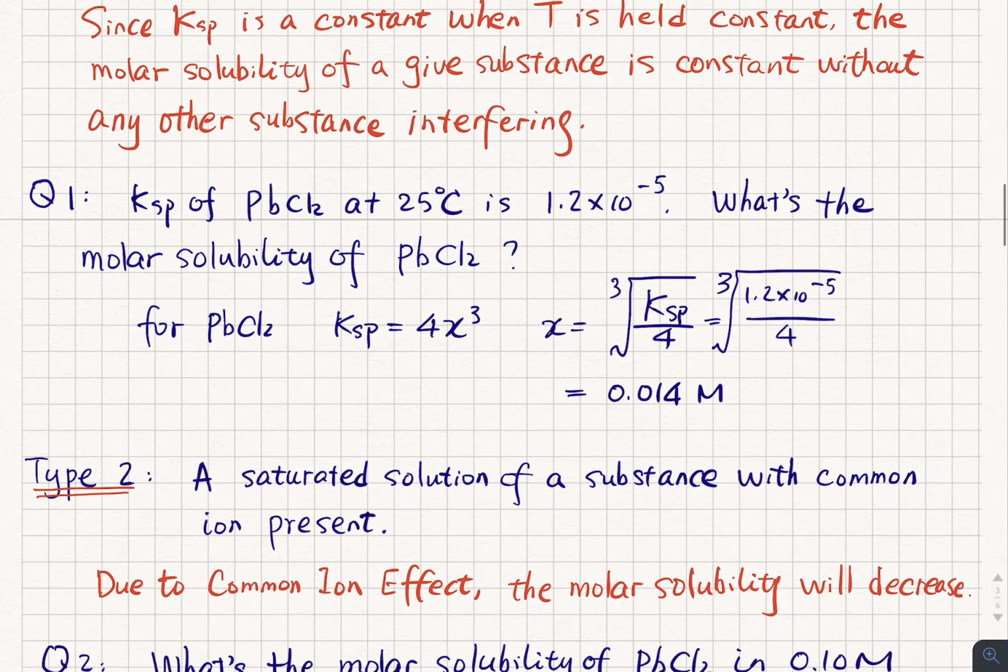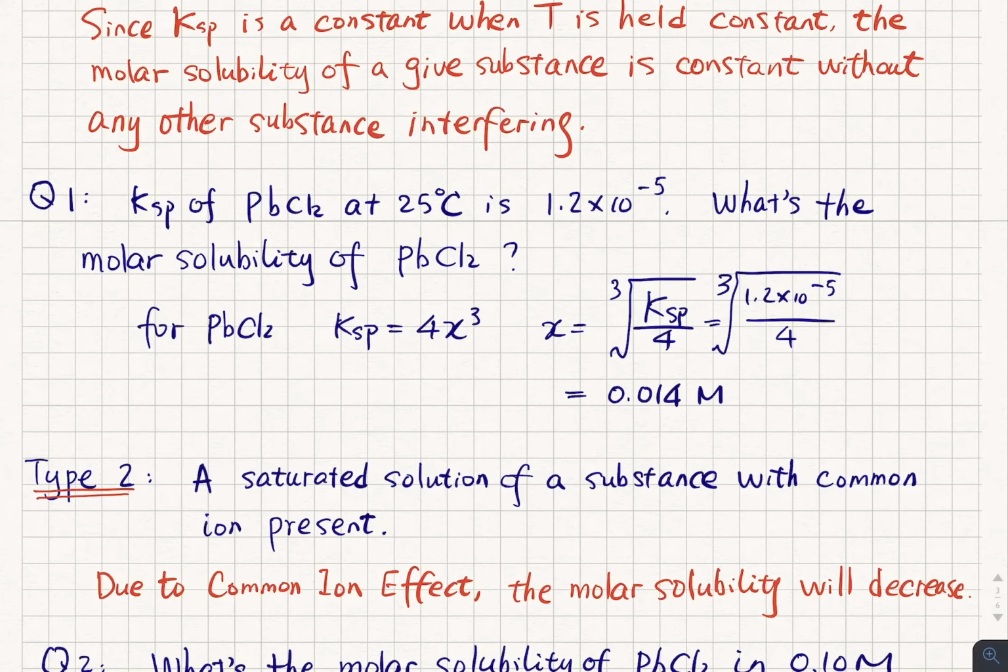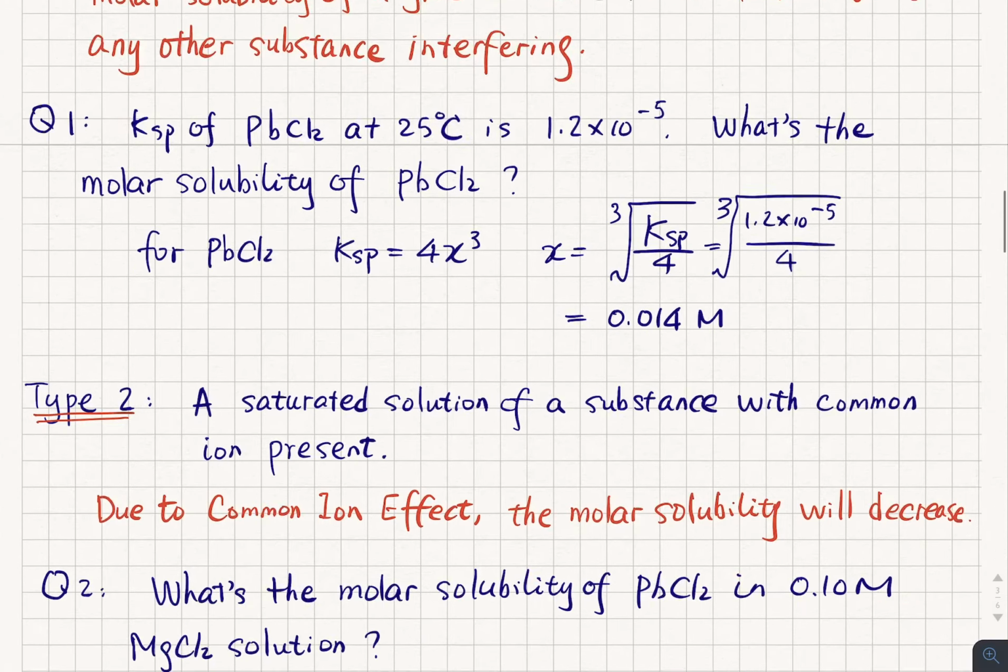Here is an example of type 1 calculations. If I know the Ksp of PbCl2 at 25 degrees, then I can calculate the molar solubility of PbCl2 by plugging into the equation between Ksp and solubility. In this case, it's an AB2 type, so the Ksp should equal 4 times solubility cubed. And since we already know the Ksp, the concentration of the PbCl2 can be figured out.